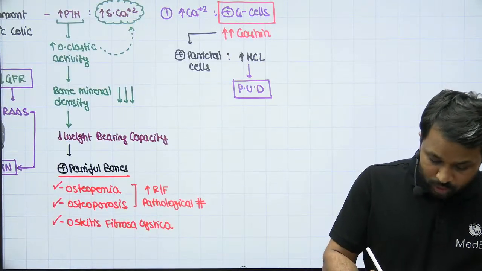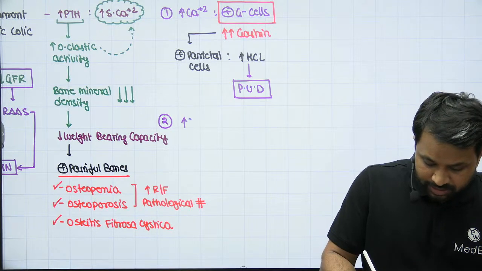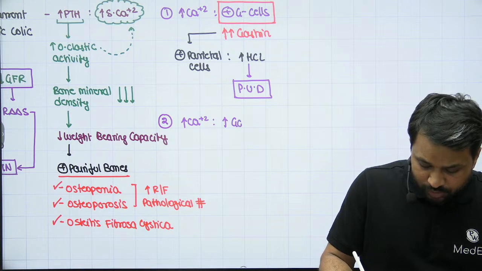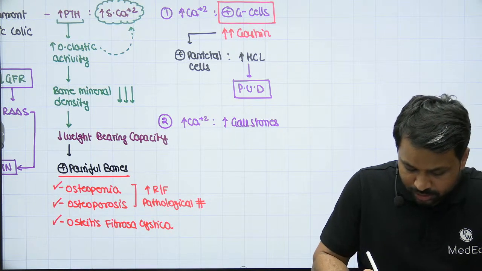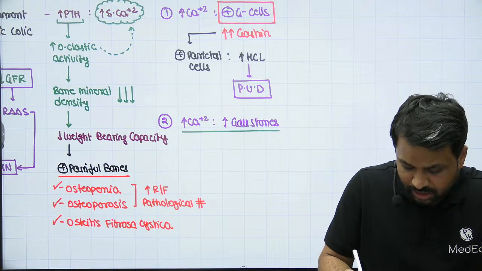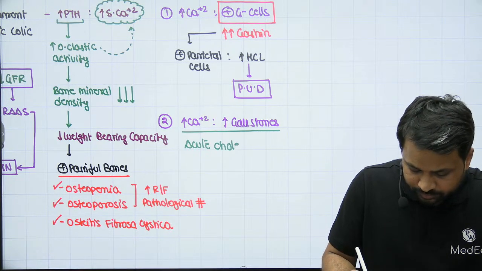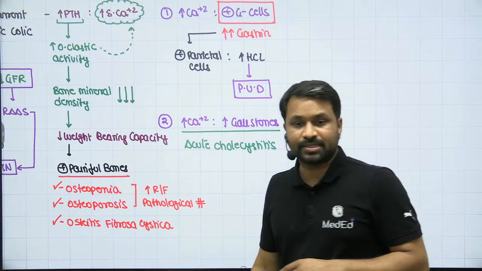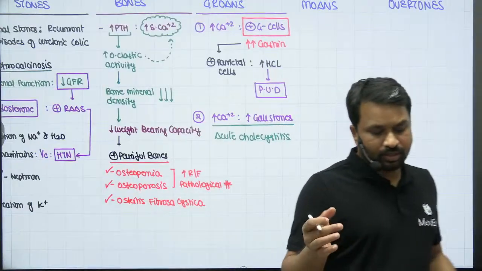The reason number two, now you can see increased serum calcium everywhere in the body. It will cause increased incidence of gallstones. Obviously, the calcium in the bile will increase. That will result in gallstones, and that gallstones will result in acute cholecystitis, and that acute cholecystitis will result in abdominal pain.